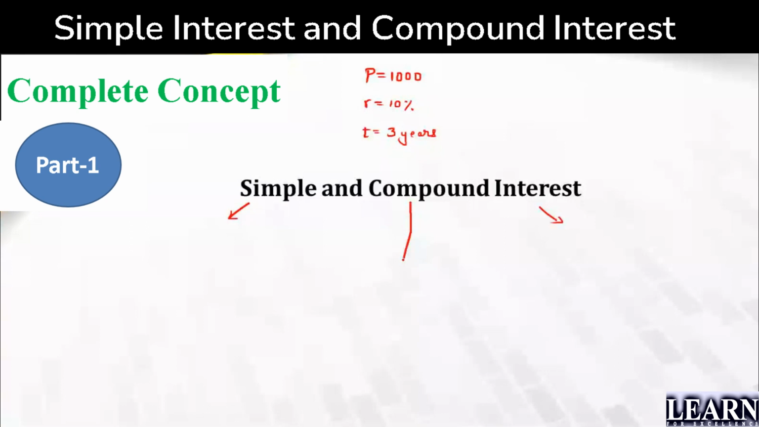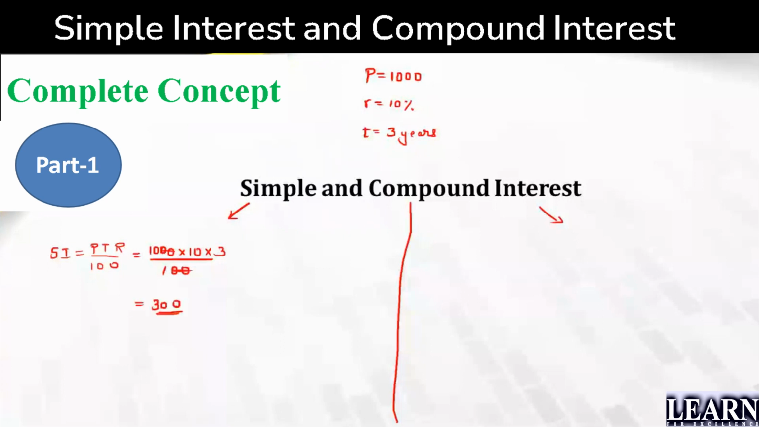If I look into the simple interest, I can say simple interest equals PTR by 100. Which gives 1,000 into 10 into 3 divided by 100. So we can cancel 2 zeros. So we'll be left with 30 into 10, which is nothing but 300.